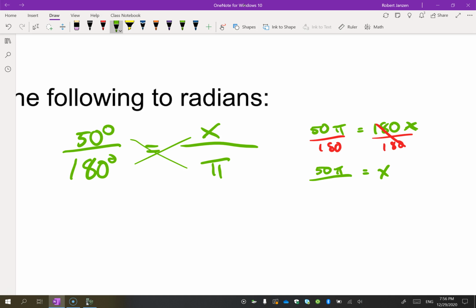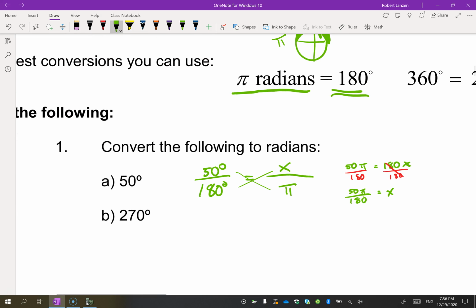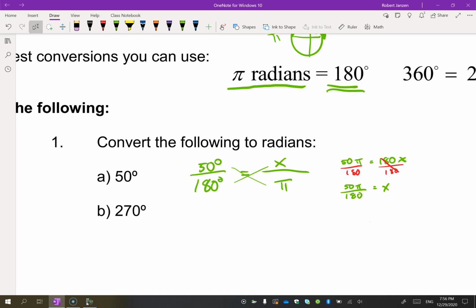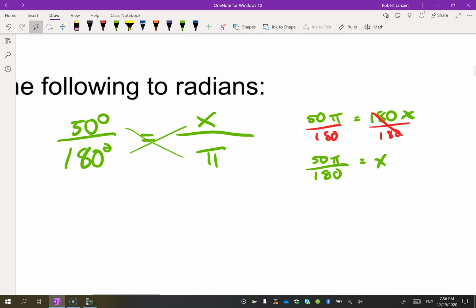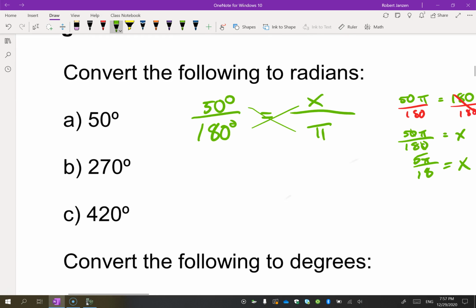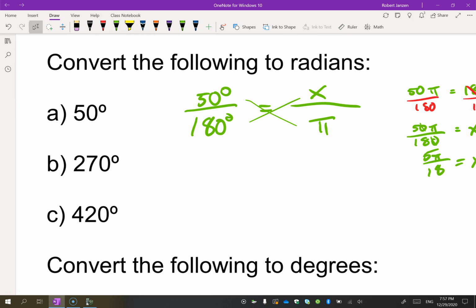Alright, now here's a little trick for you. That's the answer. Okay? If you want to use a calculator, it's going to become a non-exact value because you're going to round off. So I'm okay if you just leave it like this. Now you could reduce the fraction, right? We could cancel out 10 here, and we could say this is 5 pi over 18. But I'm not going to be too worried about reducing fractions.